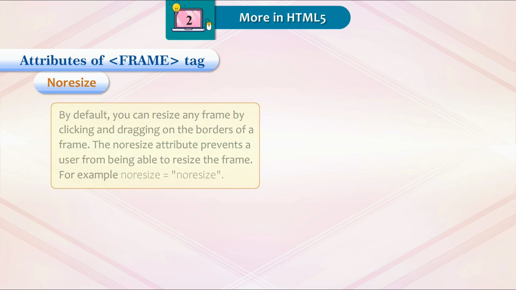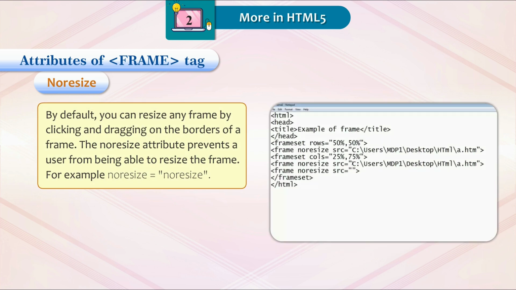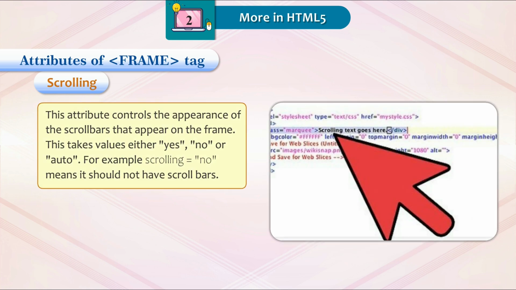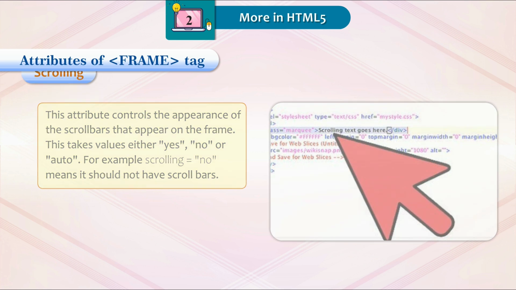Noresize. By default, you can resize any frame by clicking and dragging on the borders of a frame. The noresize attribute prevents a user from being able to resize the frame. For example, noresize. Scrolling. This attribute controls the appearance of the scroll bars that appear on the frame. This takes values of either yes, no, or auto. For example, scrolling no means it should not have scroll bars.